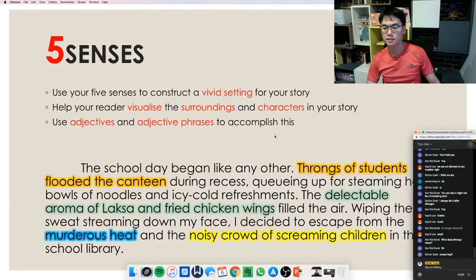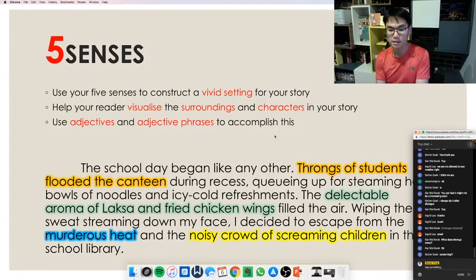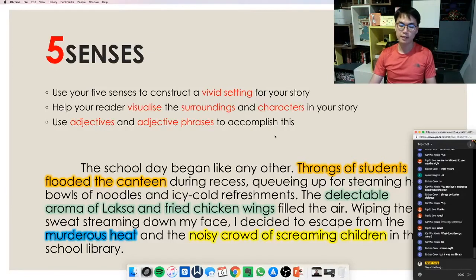Okay, so that's using the five senses to describe the surroundings of the canteen during recess. And I'm also putting my character in the setting. All right, I'm introducing what's going on. So my character is about to go to the library. All right.